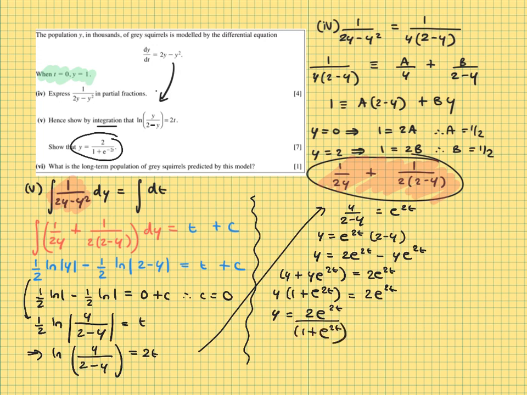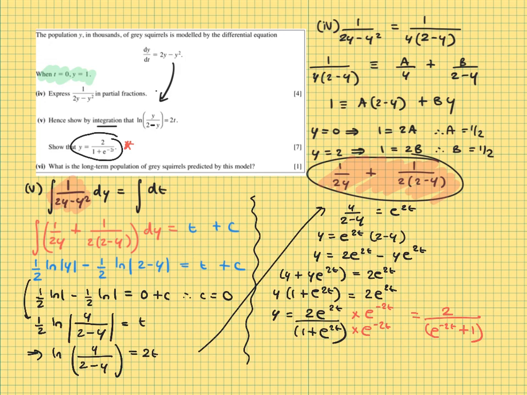Now we've seen this idea before. They just want us to do a slight revision to get to this format here. So we want the numerator to just be 2. Let's multiply the numerator and the denominator by e to the negative 2t, which means in the numerator we get 2, and in the denominator we will end up with e to the negative 2t plus 1 as required.